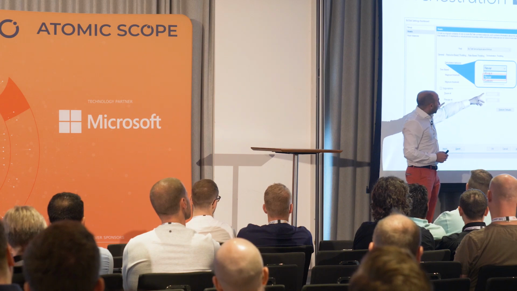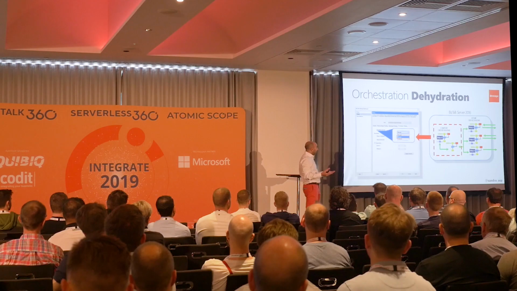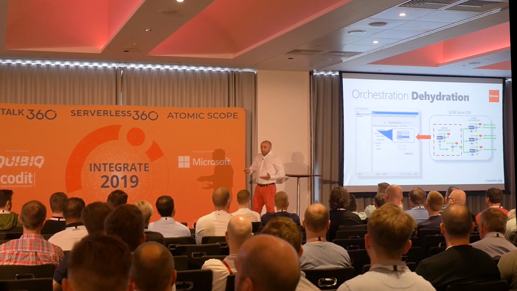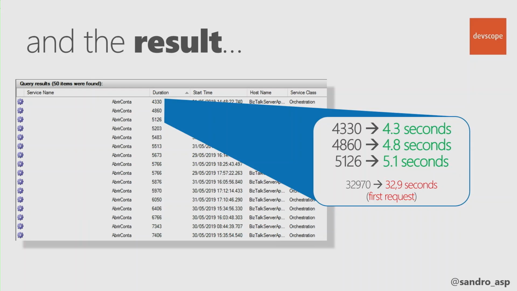It's small, but it takes time. So for the composite orchestration, I went to the host throttling and said, you never dehydrate. So once you're there, you are there. Okay? Again, be careful of that. You get a throttling situation very fast. But I did it, and the result was I'm in the 4 seconds. Average of 4 seconds. I'm really happy. I did in 2 days what Microsoft did in 1 year. So I was good, okay, I was happy.